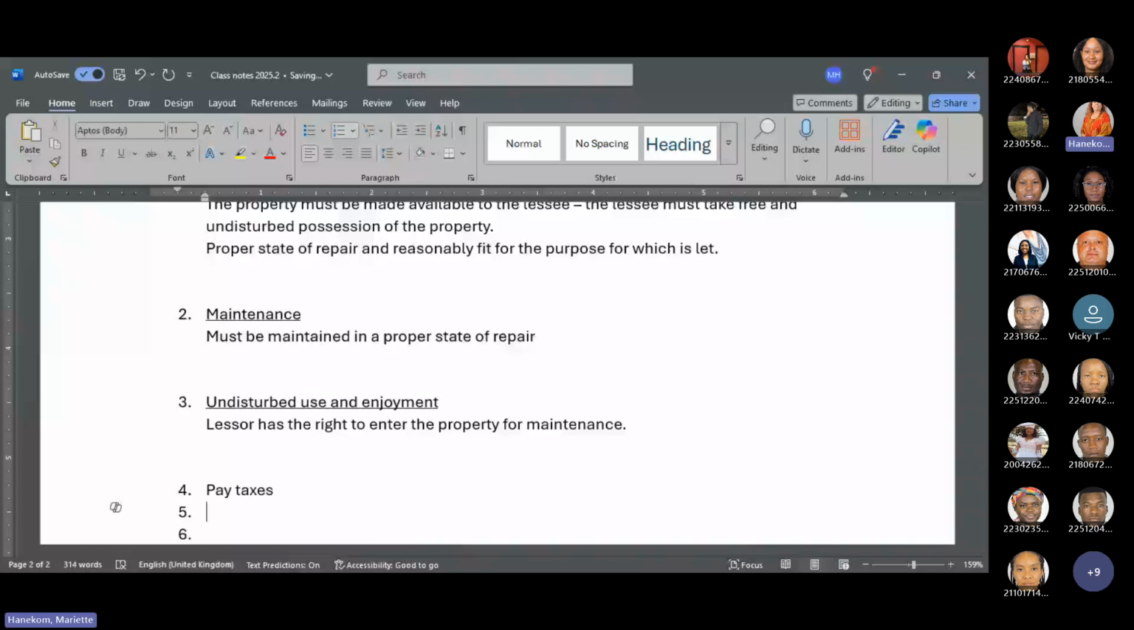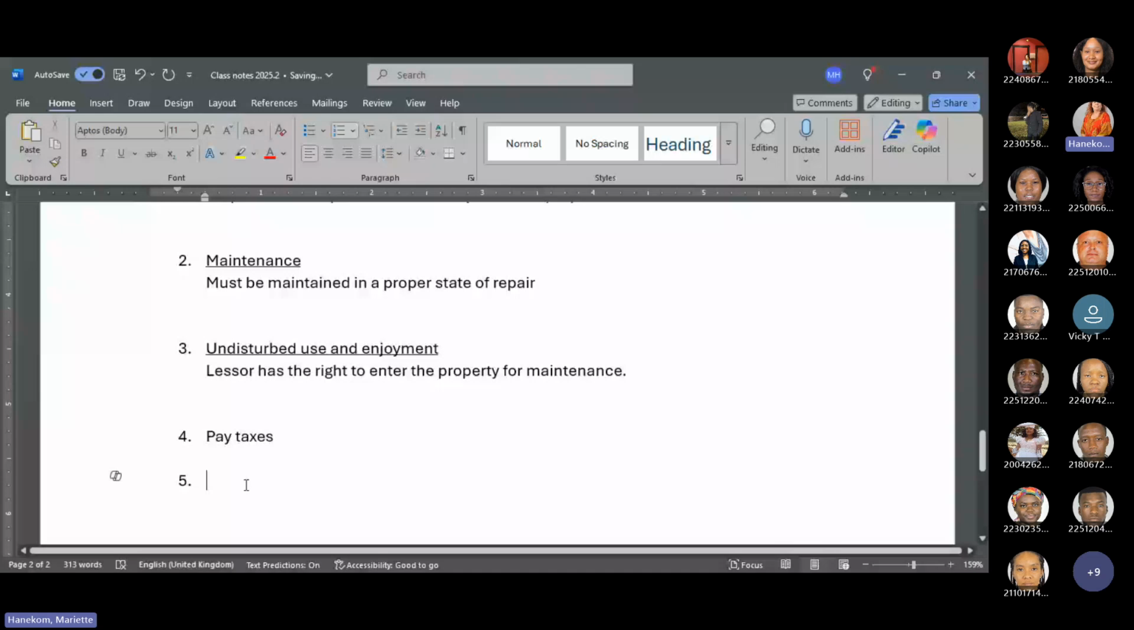If it is a fixed property and there are property taxes payable, this is also the statutory duty of the lessor to pay the taxes. This is also a duty which can be changed in a particular lease agreement. Always read your lease agreements.